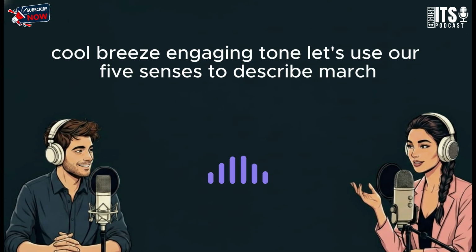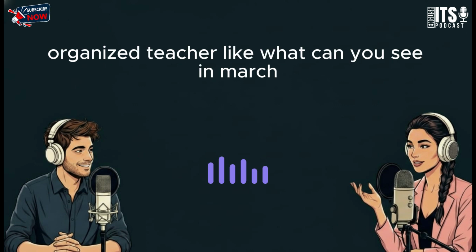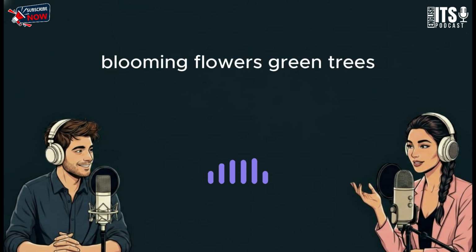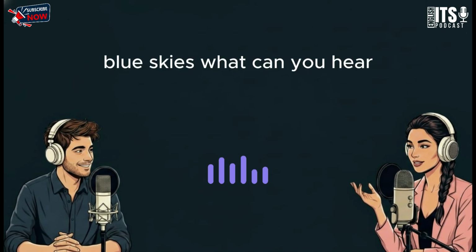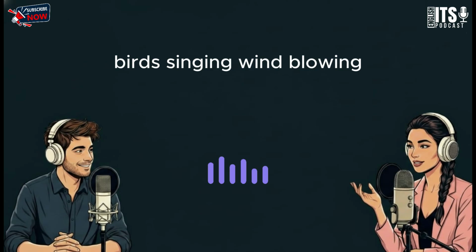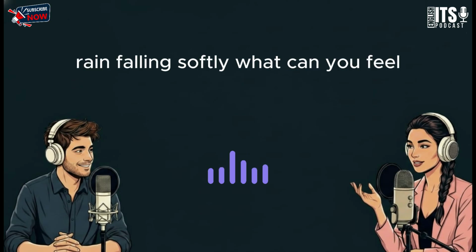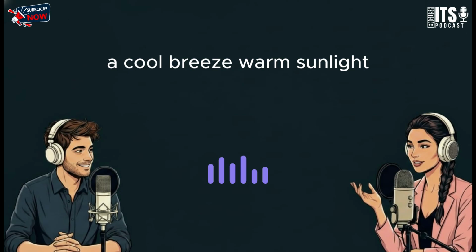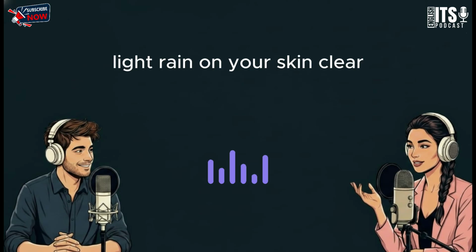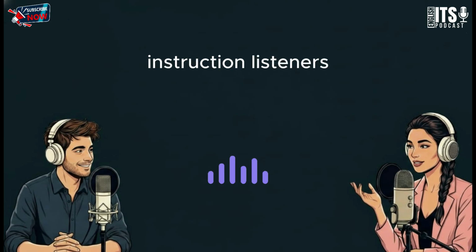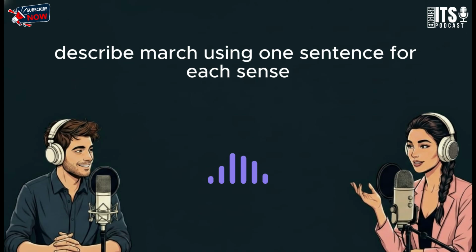Let's use our 5 senses to describe March. What can you see in March? Blooming flowers, green trees, blue skies. What can you hear? Birds singing, wind blowing, rain falling softly. What can you feel? A cool breeze, warm sunlight, light rain on your skin. Listeners, describe March using 1 sentence for each sense.